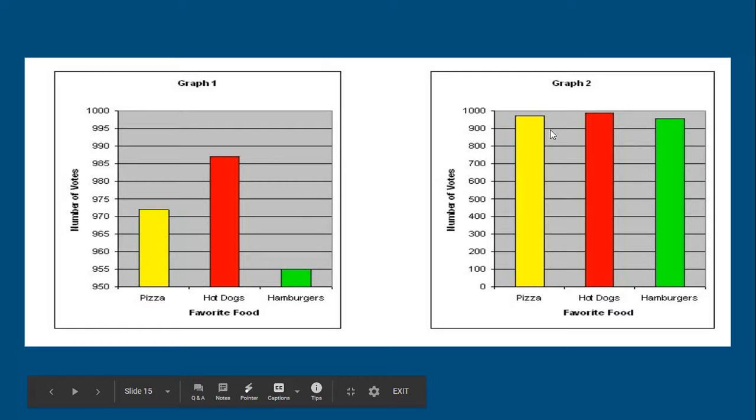All right, here's another one. If you look just at graph 1, you're like, oh, people like hot dogs, people don't like hamburgers, right? But notice the axis started at 950. This is not okay. You always need to start your axis at 0, okay? Because when you start at 0 and draw it accurately with your bars going up to where they belong, it's pretty much a tie.